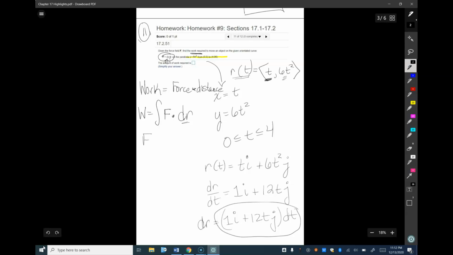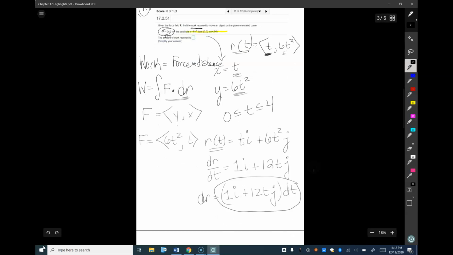So my f, which currently is defined as y comma x, those two components need to be replaced with what they are equal to in terms of t in our curve. So in our curve, the y value, remember, is 6t squared. The x value is just t. So I now have both f and dr in vector format. And inside that integral is going to be f dot dr.